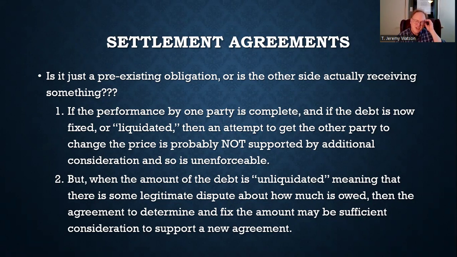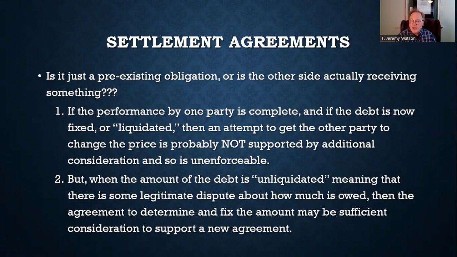And so the question may pop up, is this just a pre-existing obligation? Am I getting anything in this settlement agreement? Or am I actually receiving something? Sometimes it turns on whether the claim is liquidated or unliquidated. Okay, liquidated or unliquidated. What do we mean by that?